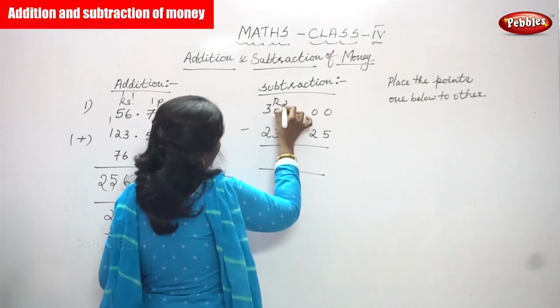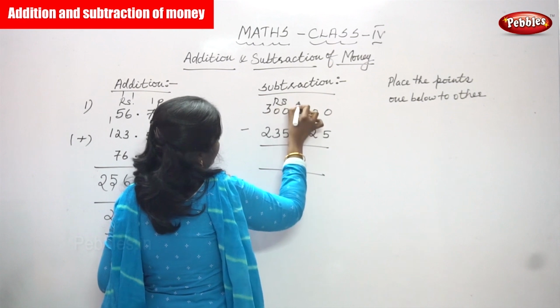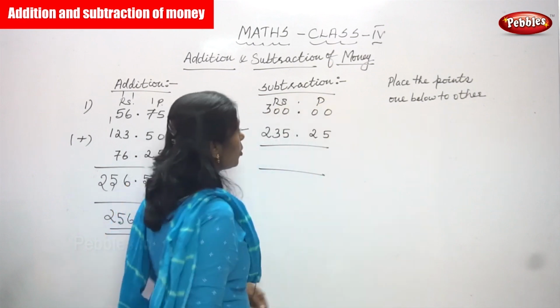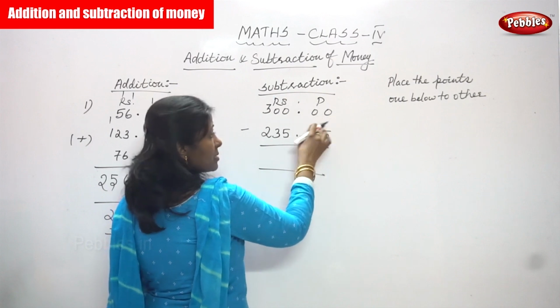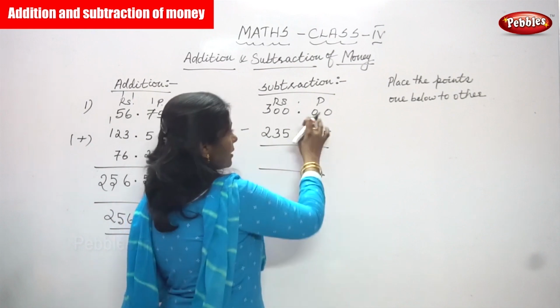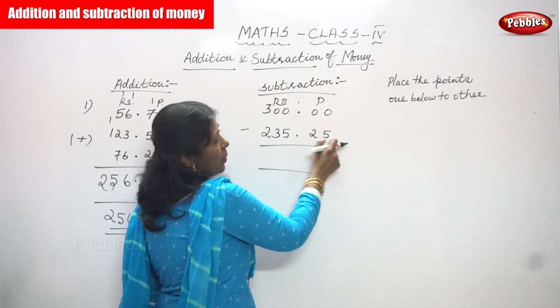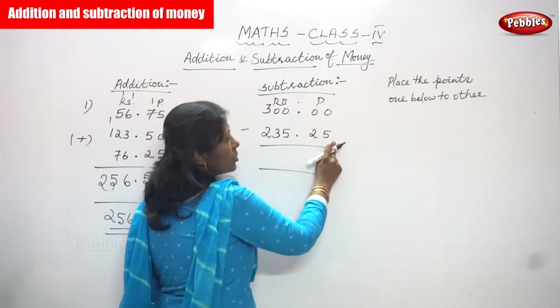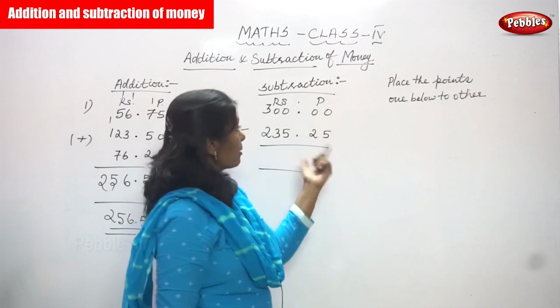So rupees and paise. For 300 rupees, there are no numbers after the point, so I just put 00. Why have I written 2 zeros? Because the next number, 235.25 paise, has 2 digits after the point, so I have written 2 zeros on the top. Now I am going to subtract.